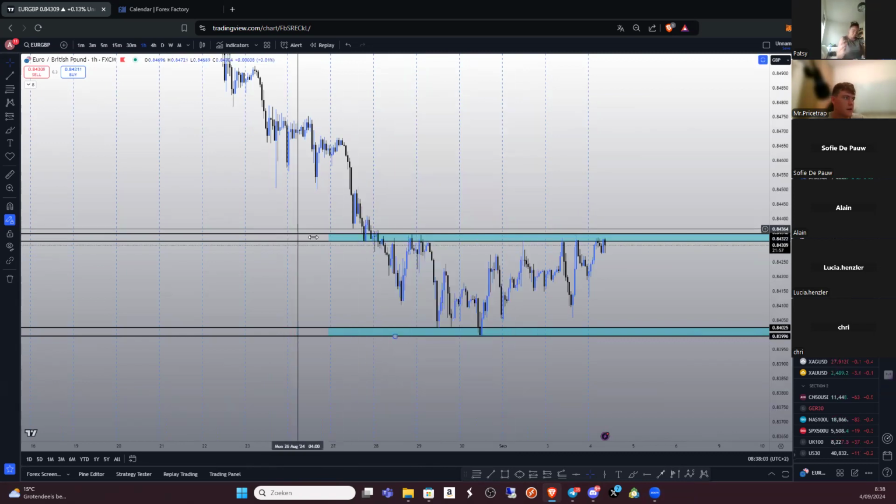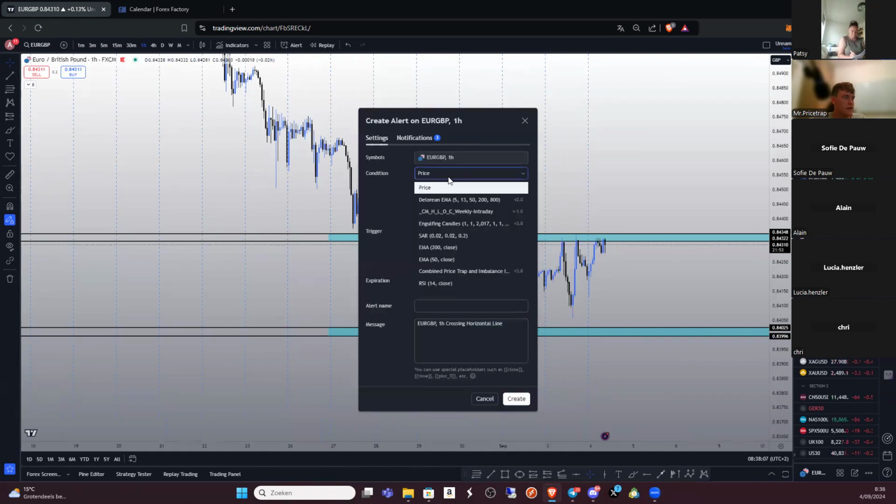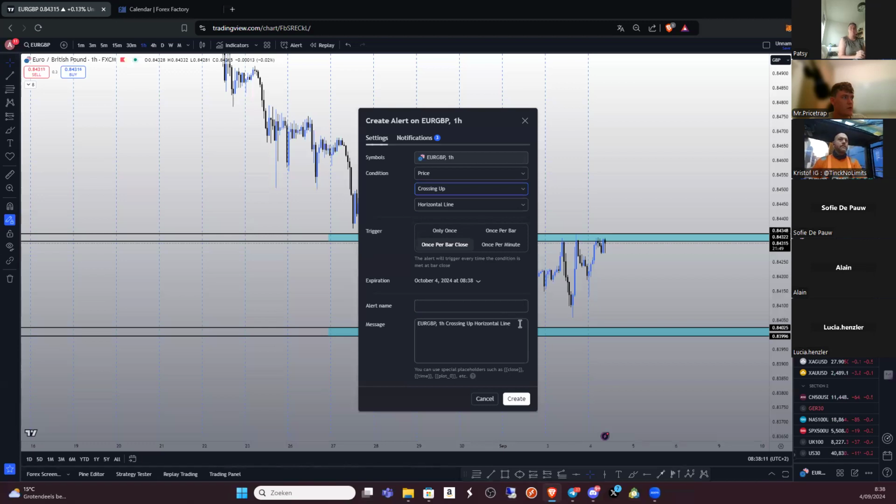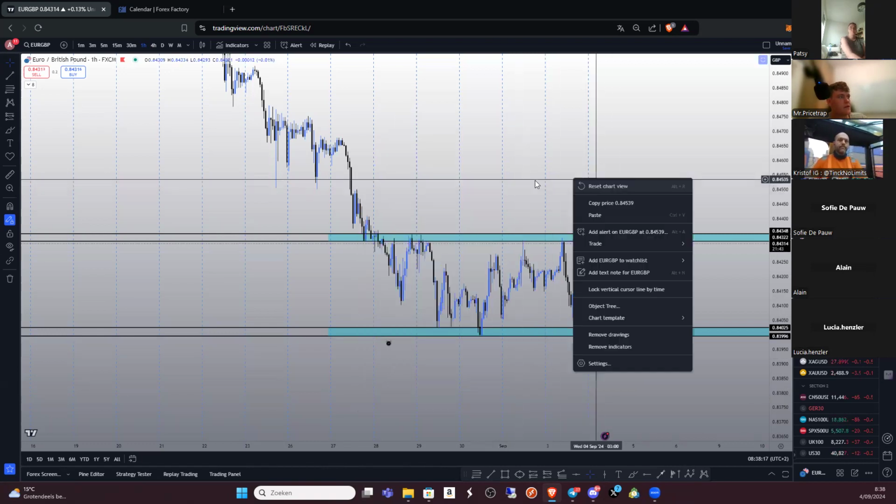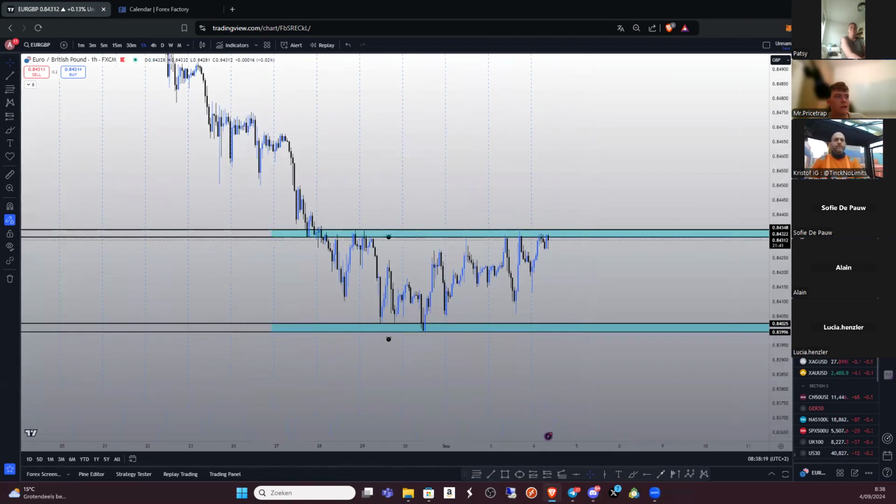I personally deleted all my alerts just to have a clean log and that I can work with that. Crossing up once per bar close. There we go. TradingView is a little bit updated. There we go. Break resistance, all good. So that's the first one where we can wait for, okay?